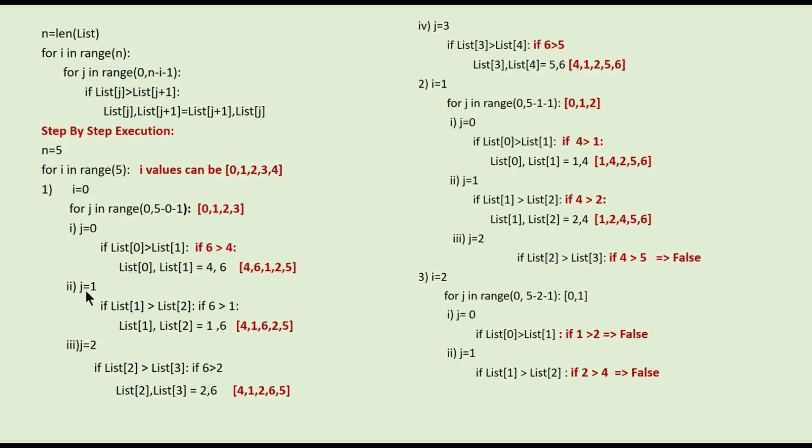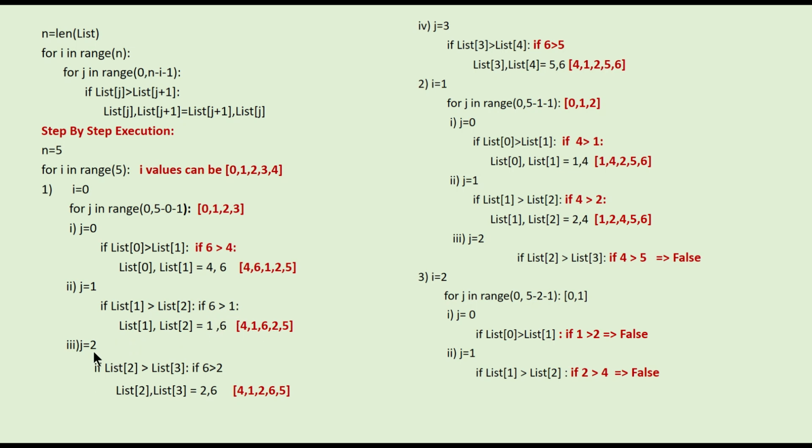Next I am going to execute the statement with j value 1. So if list of 1 is greater than list of 2, what is there in list of 1? We are having the value 6. Right? Okay, so we have to take the value from the revised list. So if 6 is greater than 1, again I am swapping the value. It is 4, 1, 6.